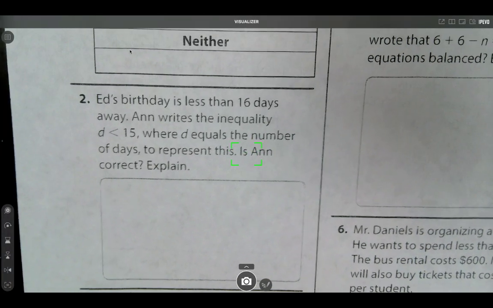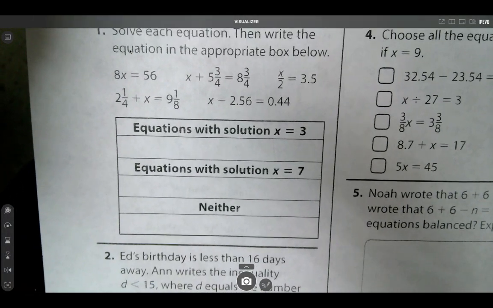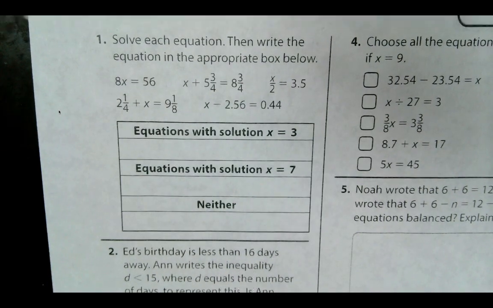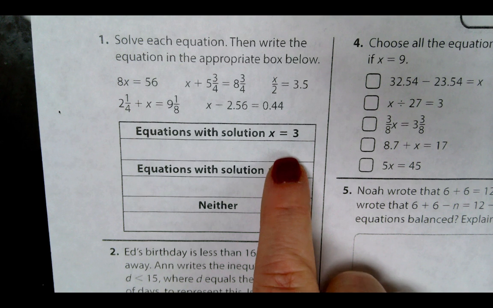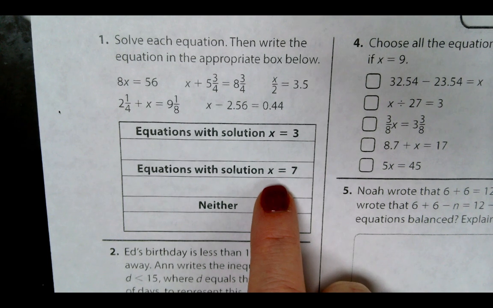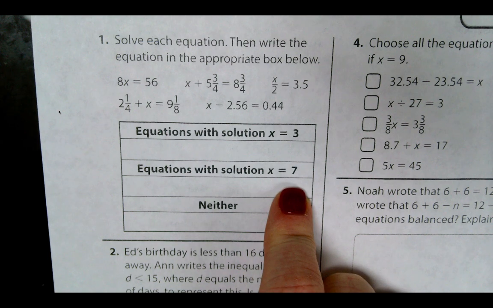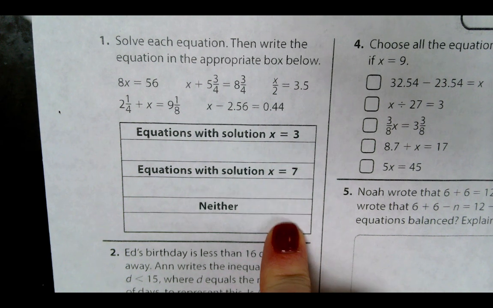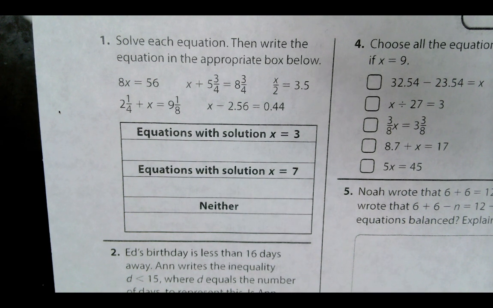All right, number one. You're going to see this tomorrow on your test. It says solve each equation, then write the equation in the appropriate box below. You can use your calculator, and you need to figure out which equations have the solution x equals 3, which have the solution x equals 7, and then what is neither. All of these 5 will fit into one of these categories. You will have the same thing on your test tomorrow, but like a drag and drop. Does that make sense?